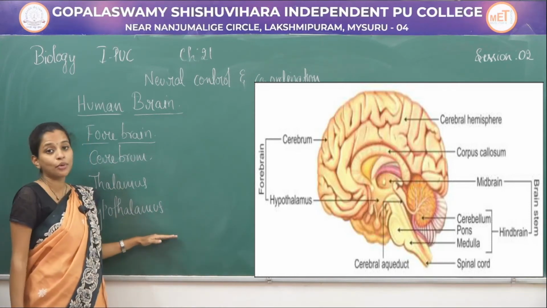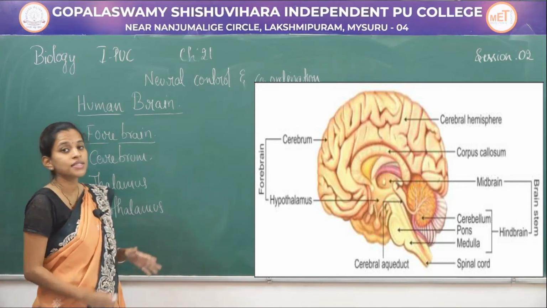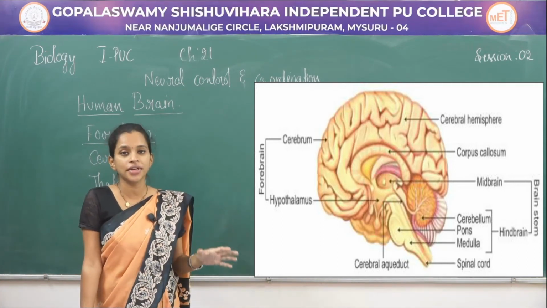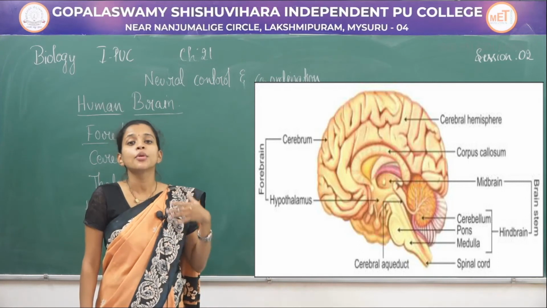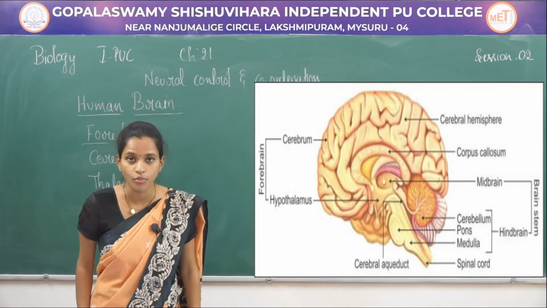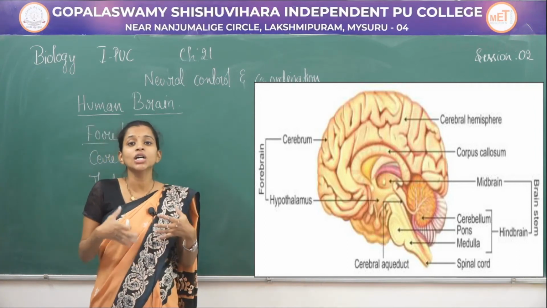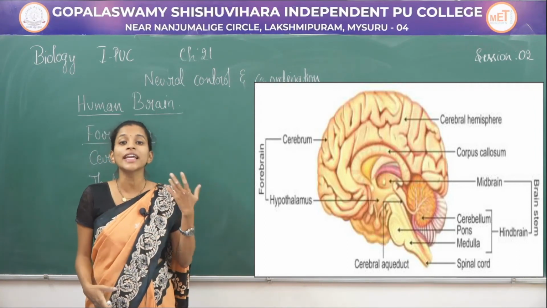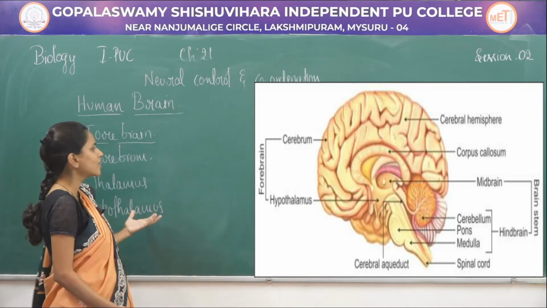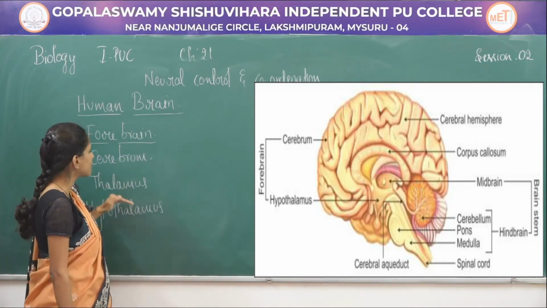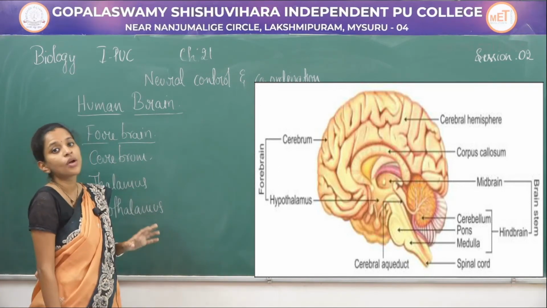The last one is the hypothalamus. The hypothalamus is present at the base of the thalamus, which contains neurosecretory cells which help in producing hypothalamic hormones. Apart from this, it also helps in creating the urge for drinking water or for eating. So, our hunger is created because of this hypothalamus. So, these are the different regions which are present in the forebrain.